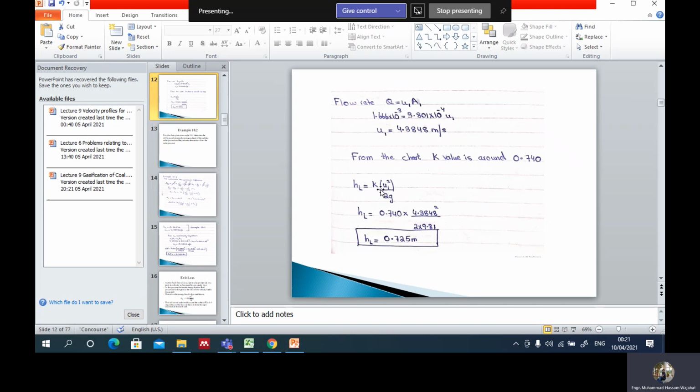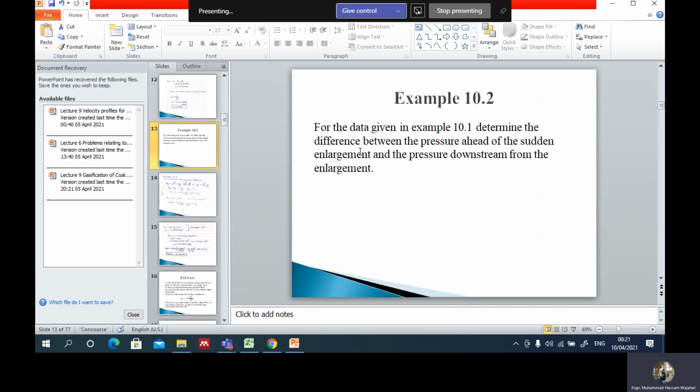तो HL मुझे कैसे मिल जाएगा? K U1 square upon 2G. So my HL is coming roughly to 0.725 meter. Second case, then we do another example for the same data we are talking about.